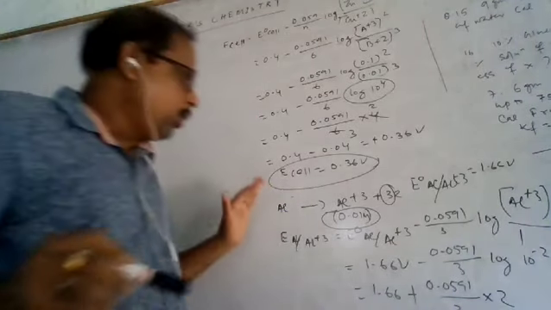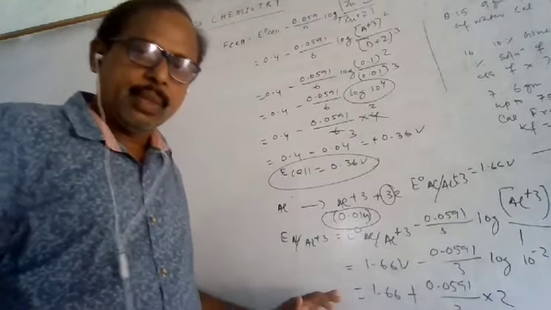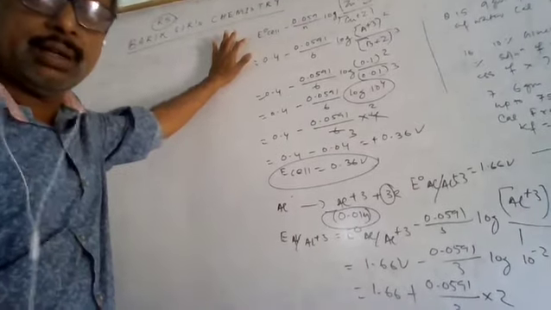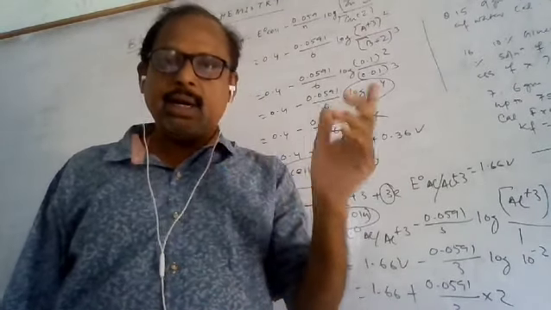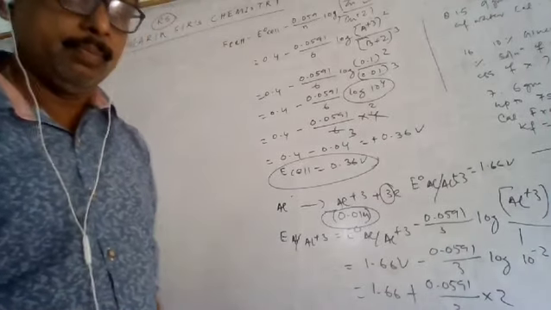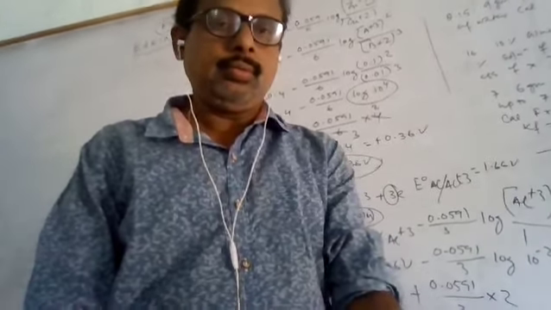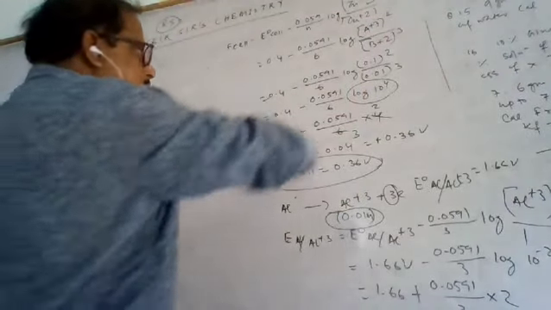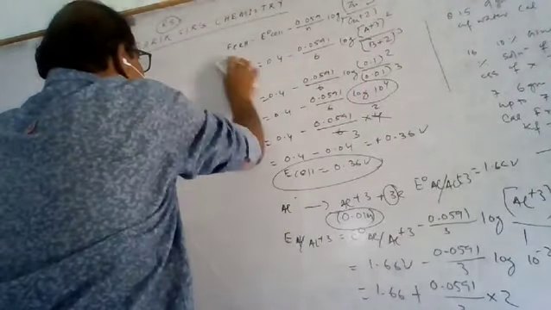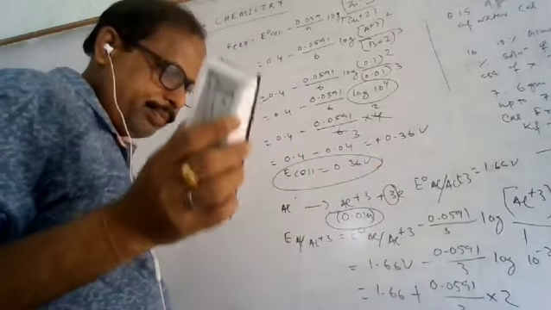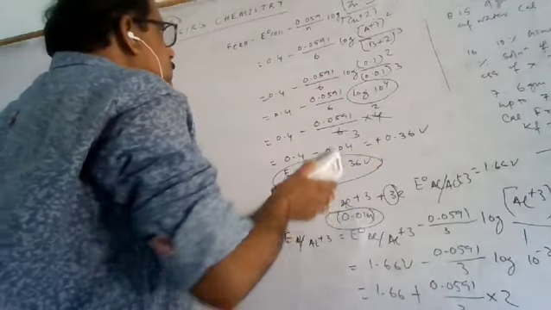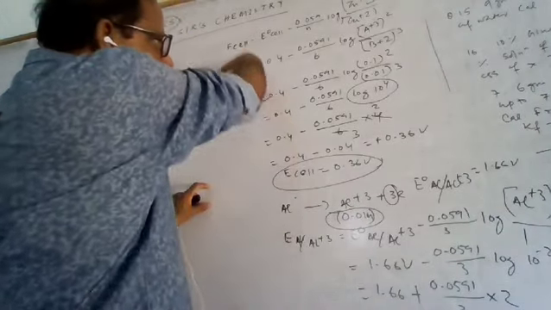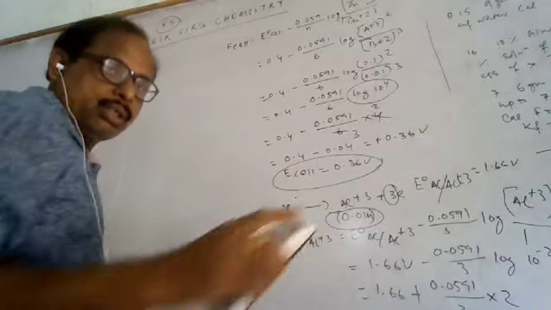So this way we can calculate the electrode potential, and we can calculate the cell potential. That is one of the very important applications for the Nernst equation. This is the determination of the electrode potential, and this is the use for the determination of the cell potential.